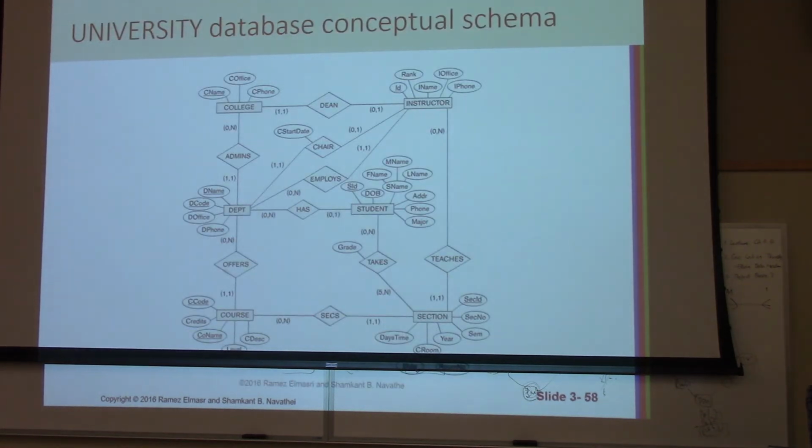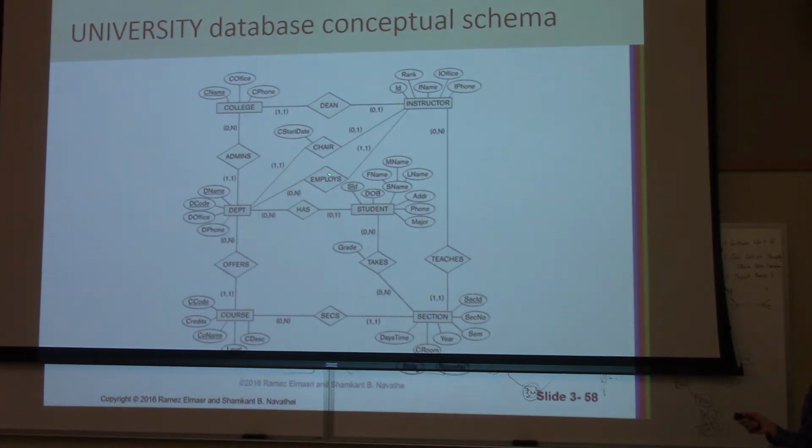Yes. The department employs instructor. Why is the minimum 0 there? I don't know why, because that's the meaning of this one. But if I interpret it, the department has a number of instructors, right? But some departments may not have an instructor in this case. Yes, not my decision, somebody else did. So that's what I'm saying.